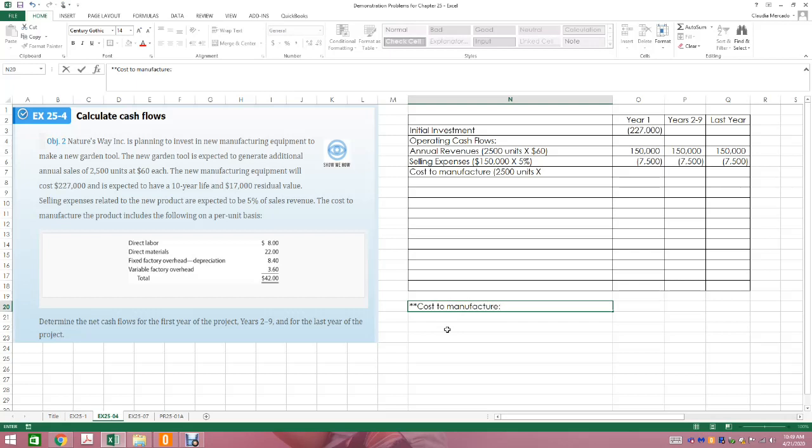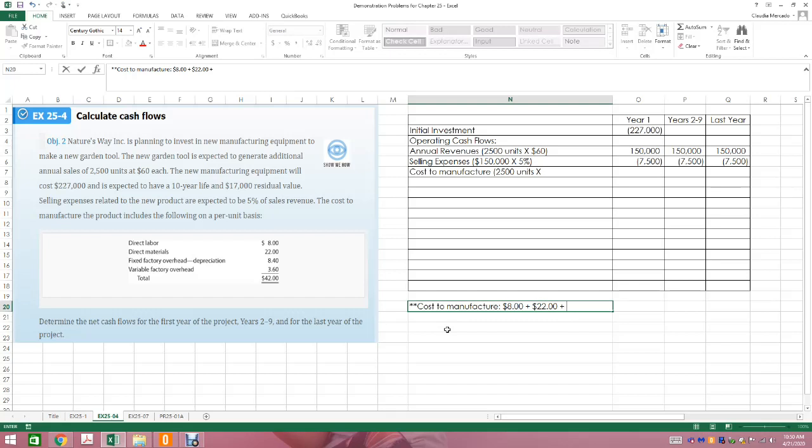is going to include my $8 for my direct labor, okay, plus my $22 for my materials. I'm going to have to pay that in cash. I'm going to pay my employees' labor in cash. I'm going to pay my materials in cash. How about depreciation? Do you pay depreciation in cash? Okay. Depreciation is not something that affects cash, okay?